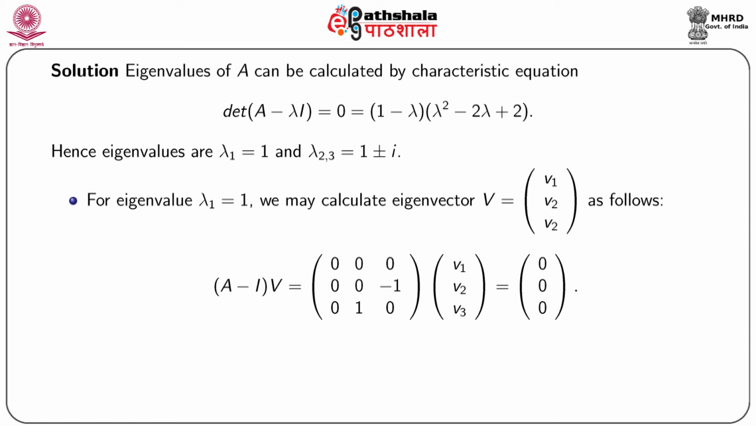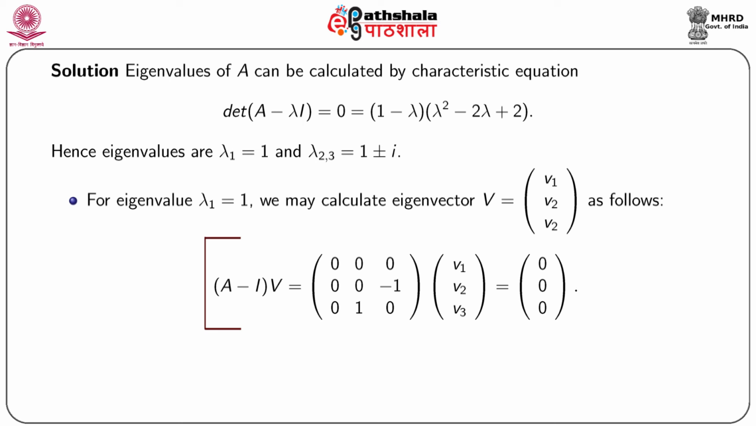Now, we have to calculate the corresponding eigenvectors for the values lambda 1 equal to 1 and lambda 2 and 3 equal to 1 plus minus i. Just like before, we calculate for lambda 1 equal to 1 the eigenvector, which is of the form v1, v2, v3. In this manner, we find A minus lambda I, and since lambda is 1, you have A minus I times V equal to the null matrix, where V is your non-zero eigenvector.